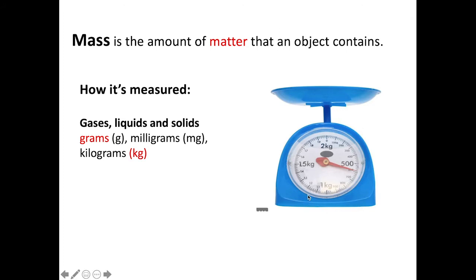There are digital scales. There are the triple beam balances that we use to measure our gummy bears at the beginning of the year. Typically, we measure gases, liquids, and solids using grams, milligrams, or kilograms. Again, these are all metric units. If you were to measure a liquid or a solid, you would typically measure the container empty first, then put the container back on the scale with the liquid in it, and then subtract the weight of the container.